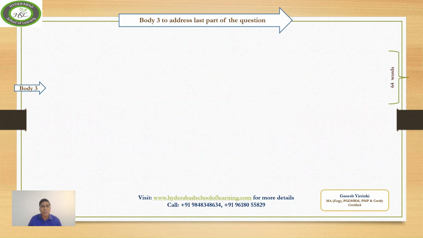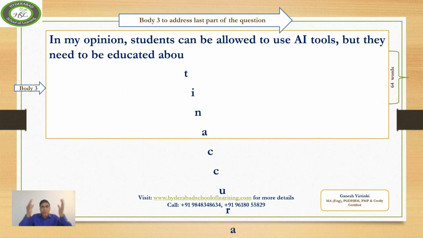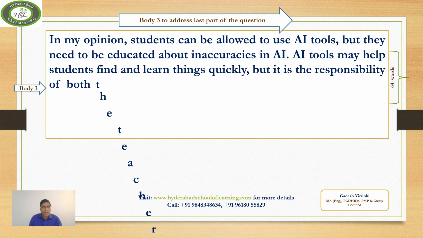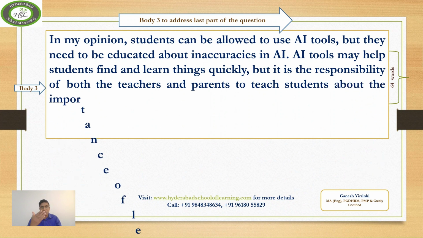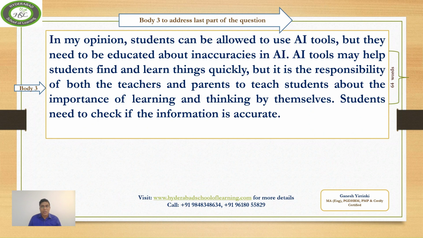Then body three addresses the other part of the question. When you discuss both views, what is your stand? What do you say about artificial intelligence in schools, colleges and universities? You can talk about that, and maybe at the end you can always give your message. When you write like this, it means you have understood the topic and you have addressed the different questions in the actual question.